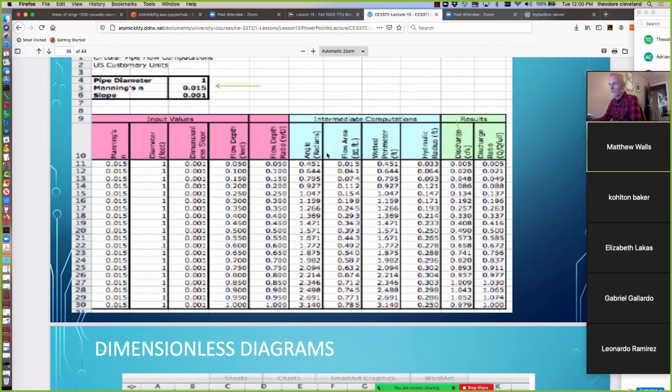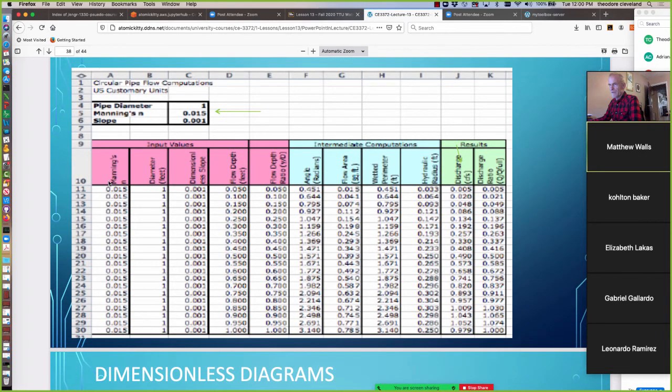So here is an example of the calculations that would go into making a dimensionless diagram. This is done in a computer spreadsheet. This has to be done first, but you only have to do it once. This could be done by hand on paper. We have Manning's N, diameter, and slope, and we postulate different flow depths in the pipe. We produce a ratio of flow depth to diameter. This column right here is one column that we're going to use for making our diagram.